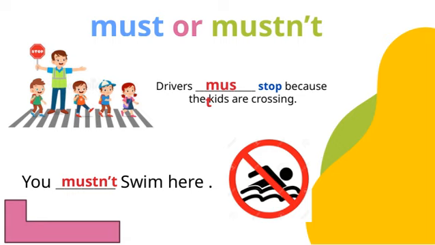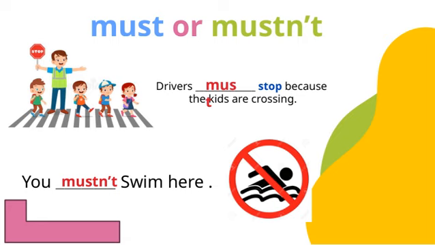For example, you mustn't swim here. That's a rule or a safety instruction. Swimming here is prohibited. Now, on the other side, we have must. When I say, drivers must stop because the kids are crossing, it highlights an obligation or rule. Drivers are required to stop in this situation for safety reasons.